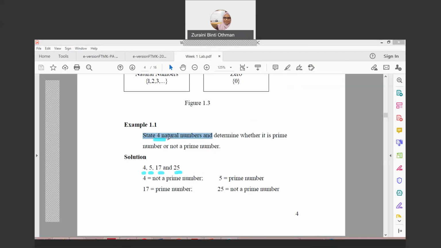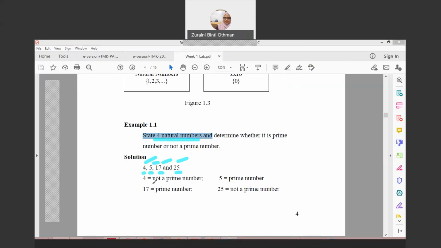Ingat ya, 4 number yang kita bagi tu mesti natural number. Natural number just now is number from 1 until infinity, not including 0. Kena betul. So dia bagi 4 ni betul, 5, 17, 25 ni betul. Okay, lepas tu determine, tentukan whether it is a prime or not a prime number.